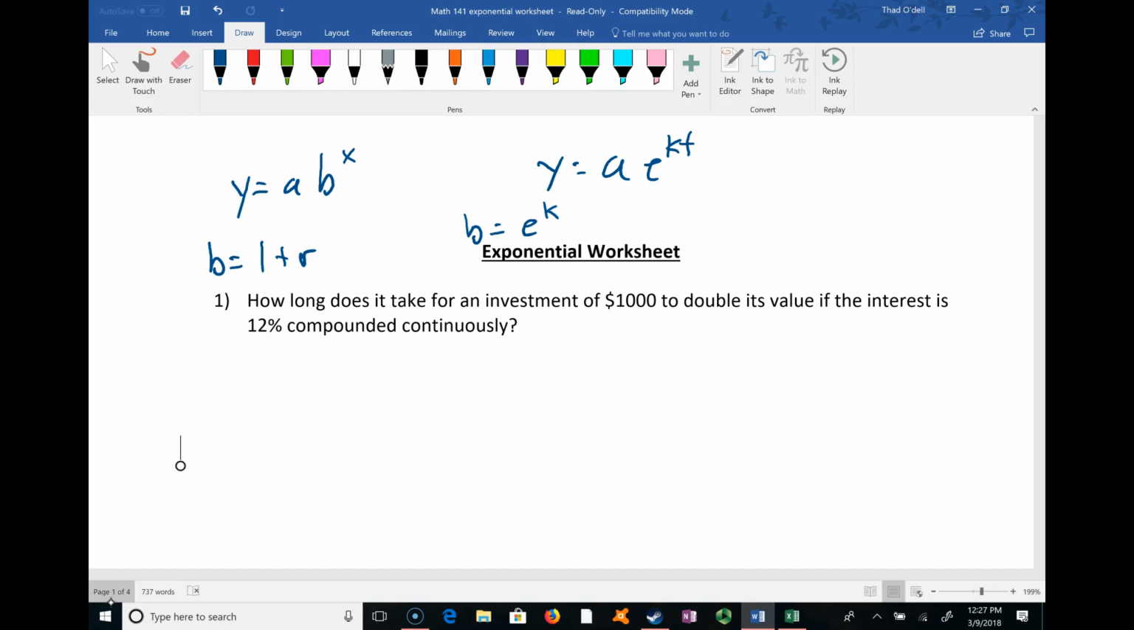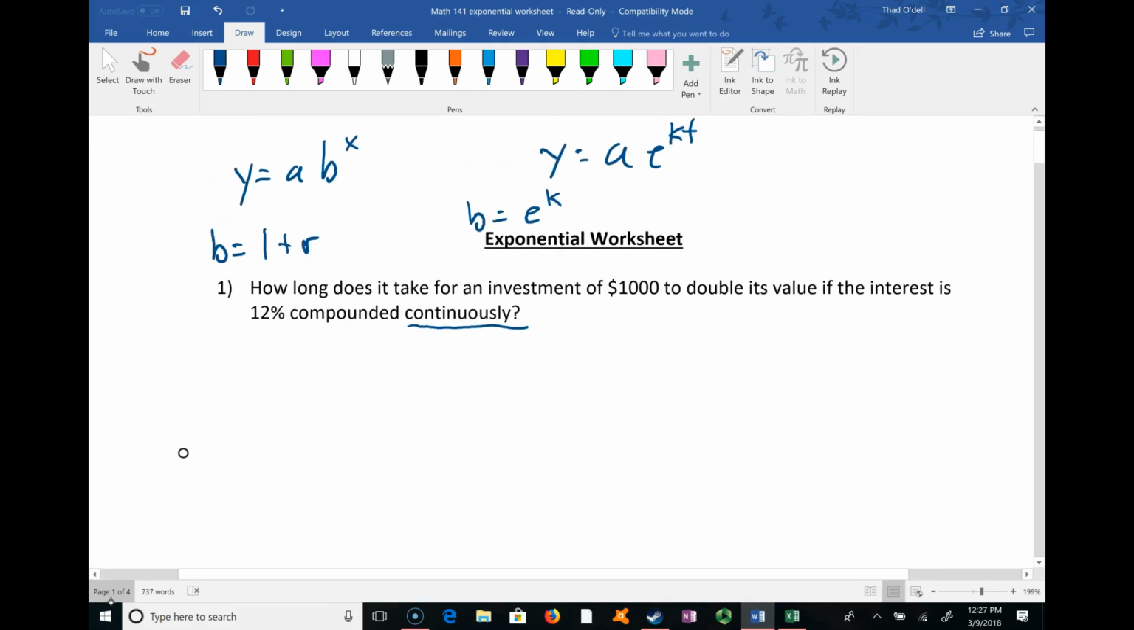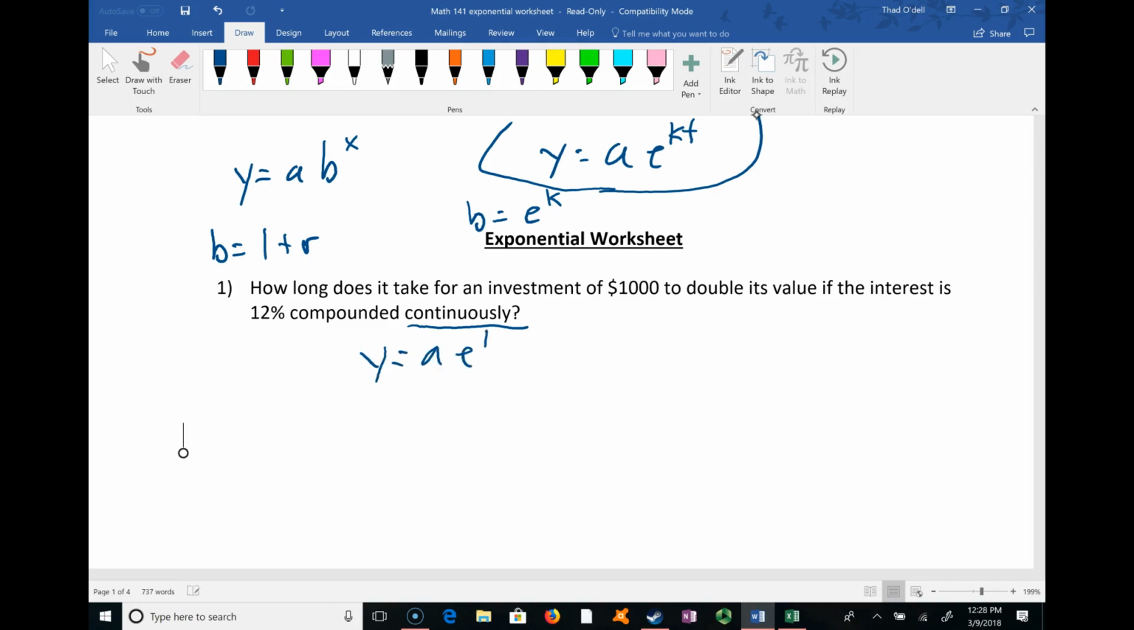Okay. So number one says, how long does it take for an investment of $1,000 to double its value if the interest is 12% compounded continuously? So first of all, the key word there is continuously. That's what tells me I need to use the e, the formula involving e. This is for continuous growth rate or continuous compounding. And so I'm going to start with y equals a times e to the kt.